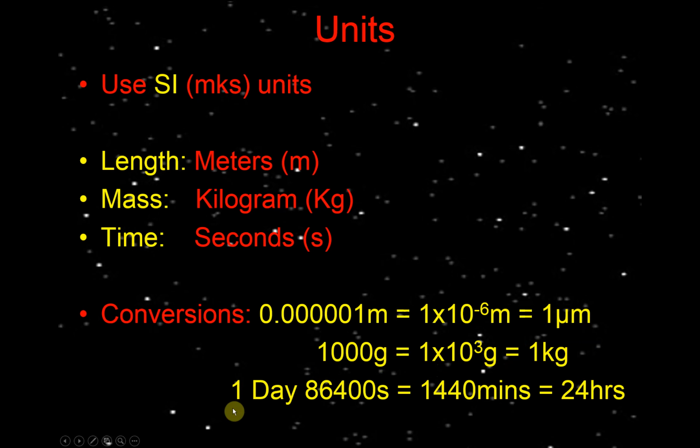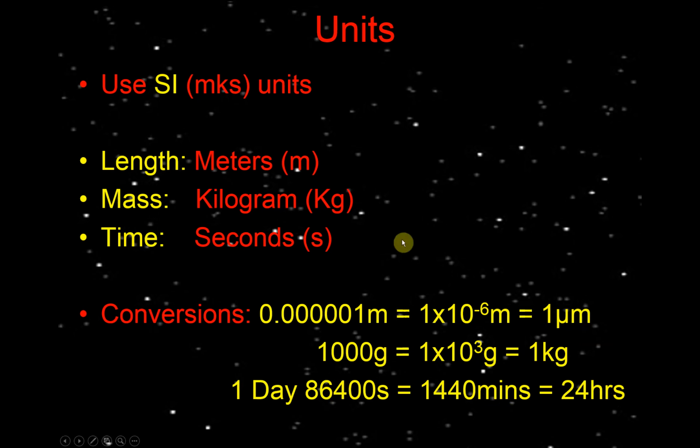We can also look at time. Time is a little bit more complex, but in terms of time, we're looking at one day being 86,400 seconds. This is 1,440 minutes, or 24 hours. Of course, we will then have 365 days in a normal year, each one of those comprised of 24 hours.